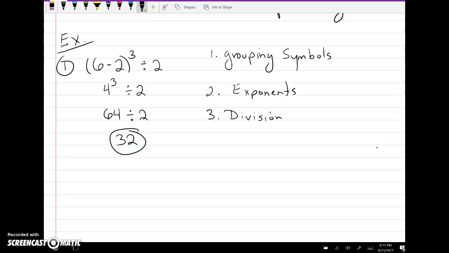A few things to notice here. 1, everything is on its own line. Every step is written out carefully so it's easy to follow. Also, I'm not squishing it all together. And finally, there are no equal signs. These are expressions, not equations. We know it's an expression because it doesn't have an equal sign. And again, I circle my answer at the bottom.